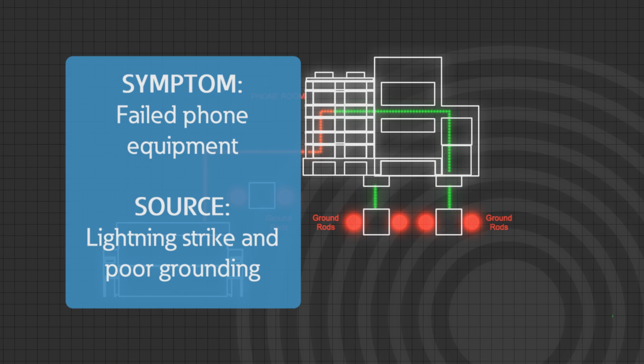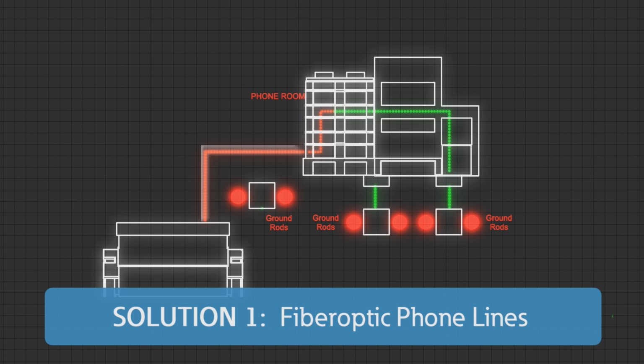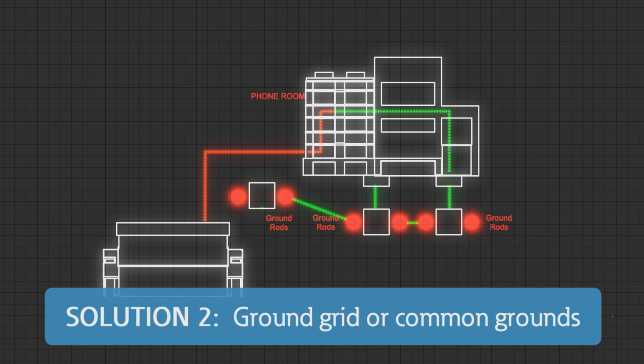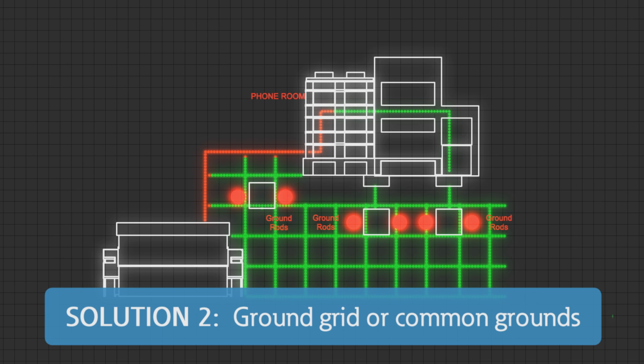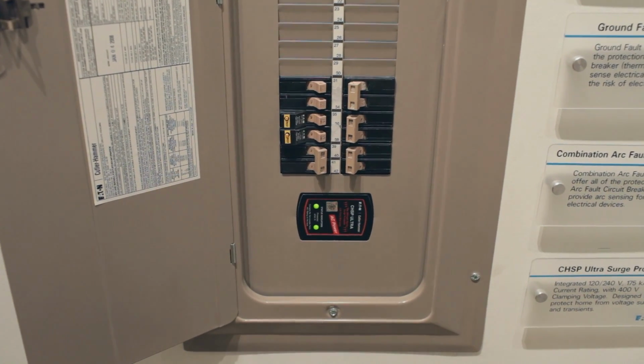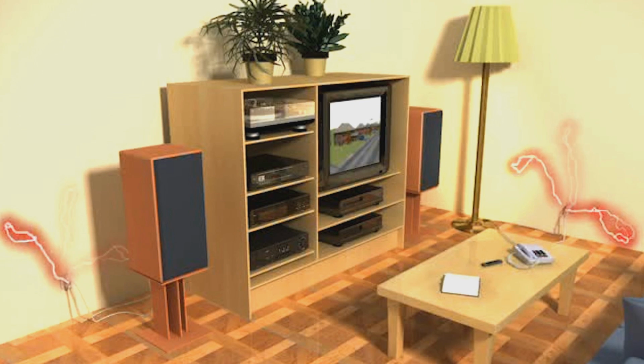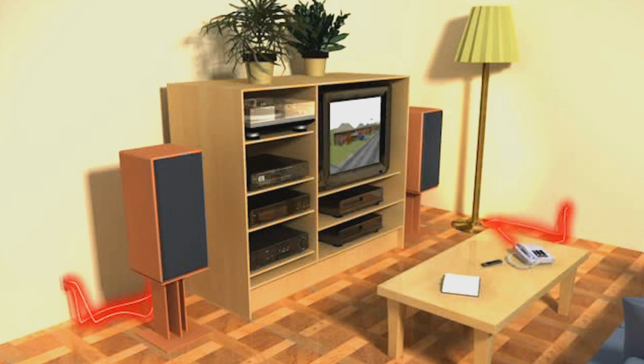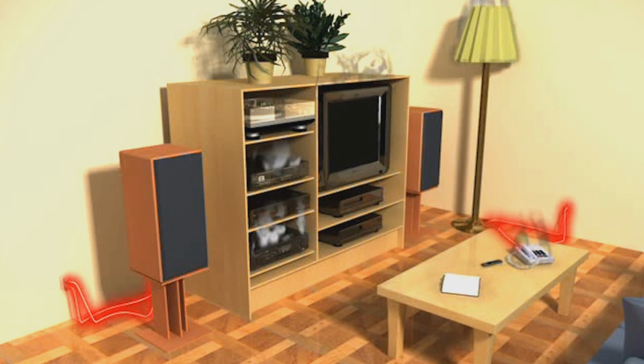So how did you solve that kind of issue? Well, in this case, there were really three potential solutions. One, you could completely isolate the systems by using fiber optic phone lines. The second was to join the systems together like you would in a substation or a data center ground grid. And then finally, apply surge protection on the power and on the communication or phone lines. Many times we forget that transients can come in on our phone lines or TV cables or really any other communication lines and damage our electronics.